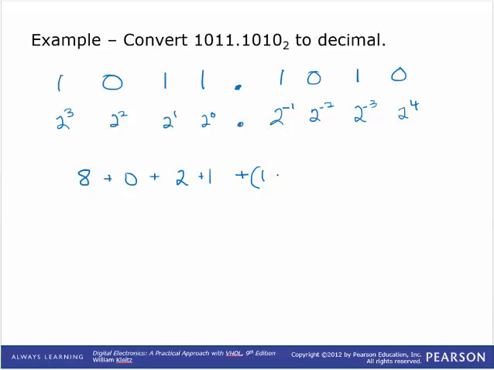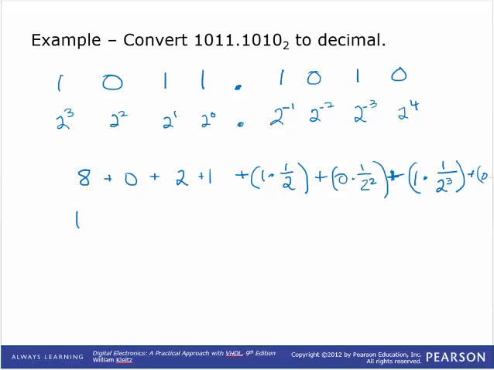Well, 1 times 2 to the minus 1 is 1 times 1 over 2. What's 2 to the minus 2? Well, this one's a 0 times 1 over 2 squared. And this is a 1 times 2 to the minus 3. What's 2 to the minus 3? It's 1 over 2 cubed. And this one is a 0, so I won't do the 0 one because I'm running out of room.